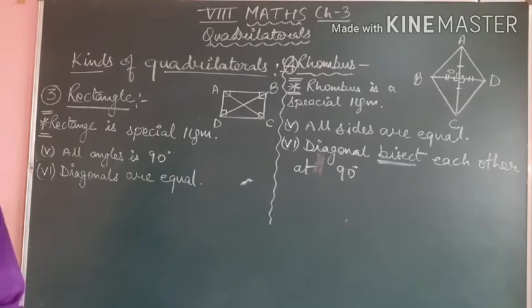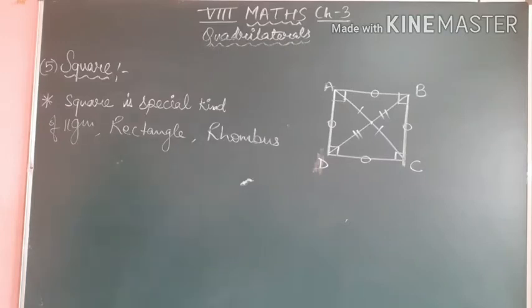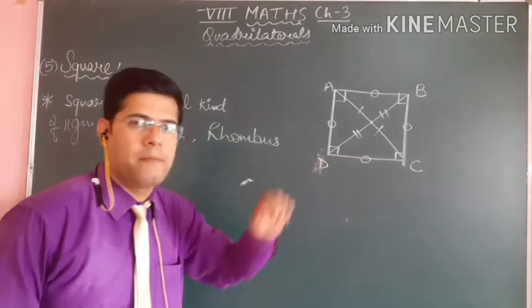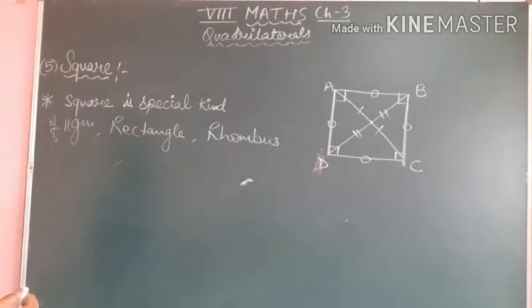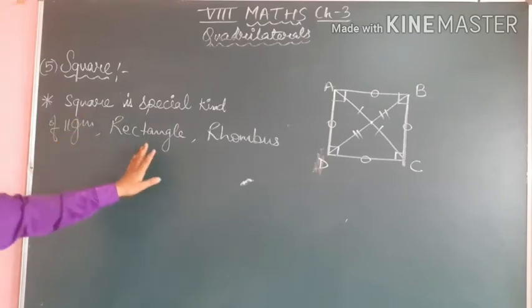Now we will move to the next one, that must be surprising for you. Here we have a new type of quadrilateral, and I just call it the king of quadrilateral. And what is the king of quadrilateral? This will be a square. Why do we call it the king of quadrilateral? Because in a square, all the things are merged. How? The square is a special kind of parallelogram, as well as a special kind of rectangle, and a special kind of rhombus.